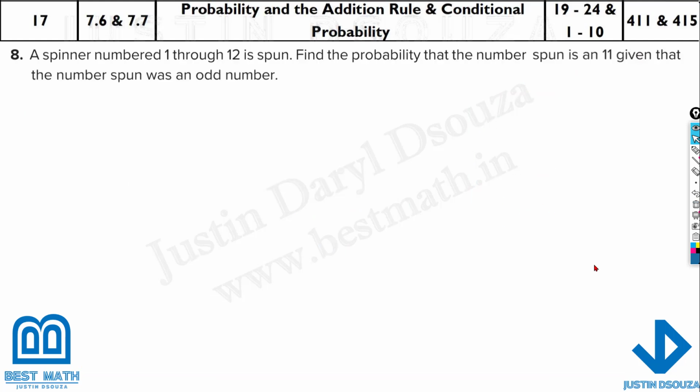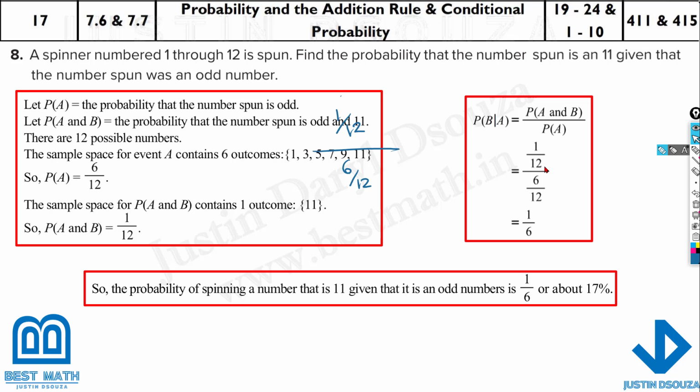Answer will be same. A spinner numbered 1 through 12 is spun. So there are total 12. Find the probability that the number on the spinner is an 11, given that the number spun was an odd number. So out of this, possibility of odd, 6 by 12 or 1 by 2. And out of odd, how to get 11? There is only one possibility of getting 11, so 1 by 12 divided by 6 by 12, it's 1/6.